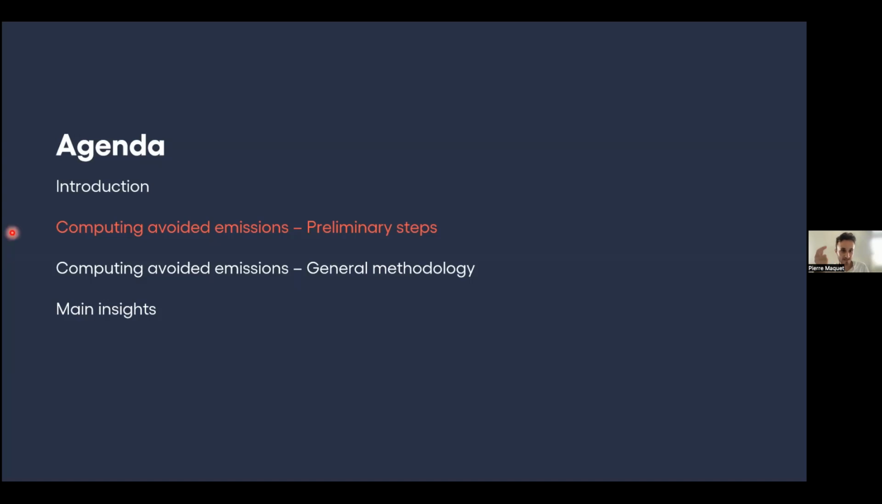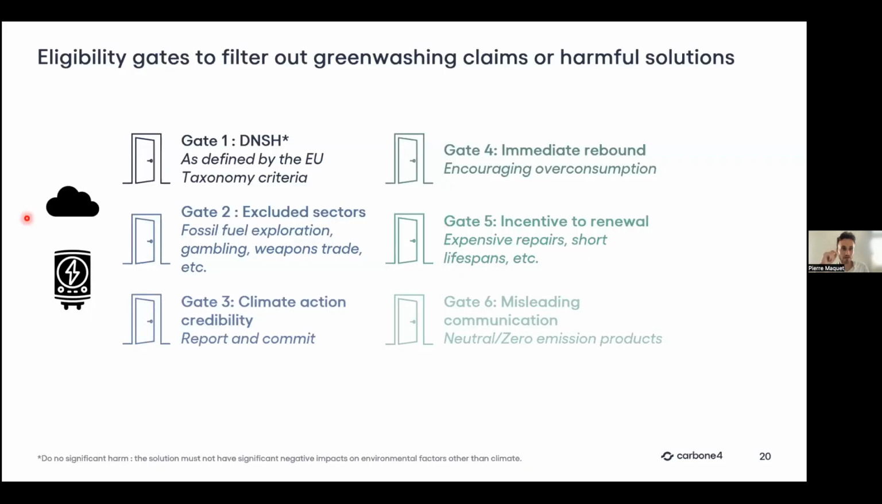So if we go to the next slide, first, the eligibility criteria. There are 6 in the report. They were defined as some sorts of gates through which all IT solutions that want to estimate the avoided emissions must go before starting out any kind of calculation. In other words, this would be the first test that a solution must pass to demonstrate that it has a purpose aligned with the environmental transition. It serves as a sort of verification.